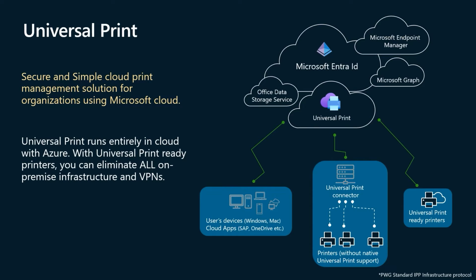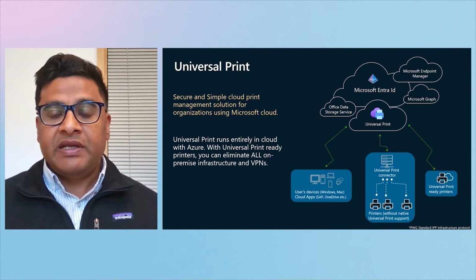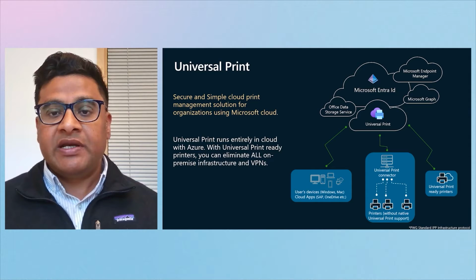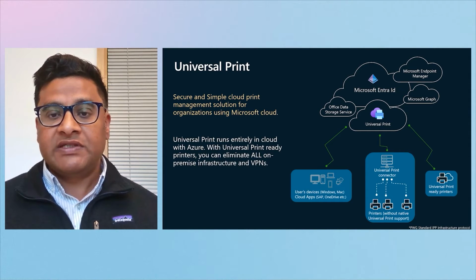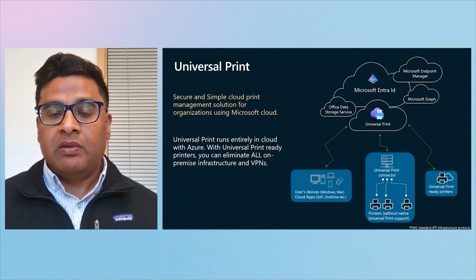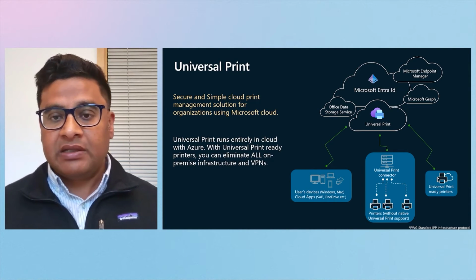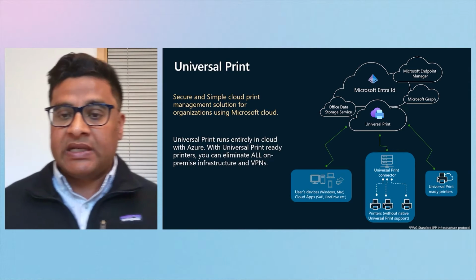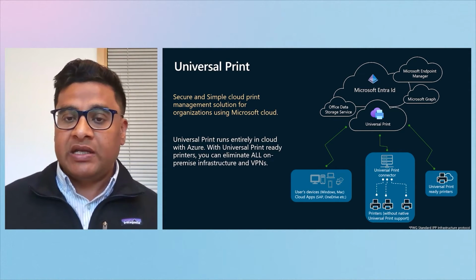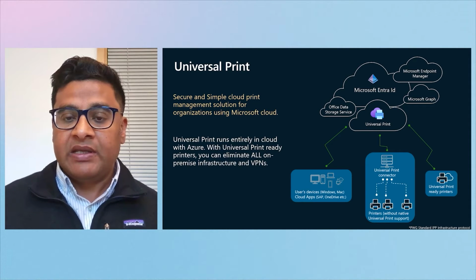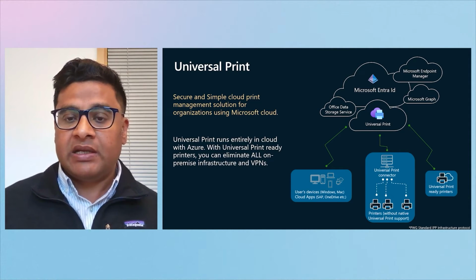Universal Print is envisioned as a secure and simple cloud print solution for all the Microsoft Cloud customers, either they are in a hybrid Active Directory environment or they are completely on the cloud. Universal Print enables cloud support through Universal Print ready printers, which can talk directly to Universal Print over the internet. OEMs have launched a lot of Universal Print ready printers in the market, as well as there are printers in the market which yet do not support Universal Print directly. Such printers can be put behind a connector.